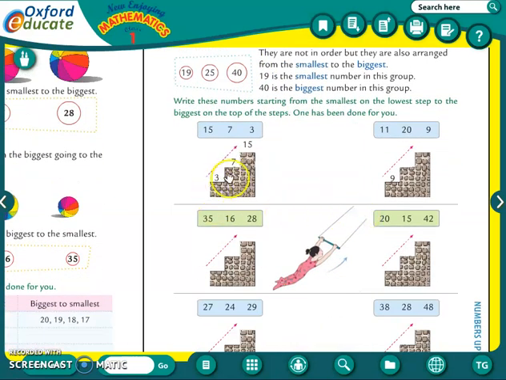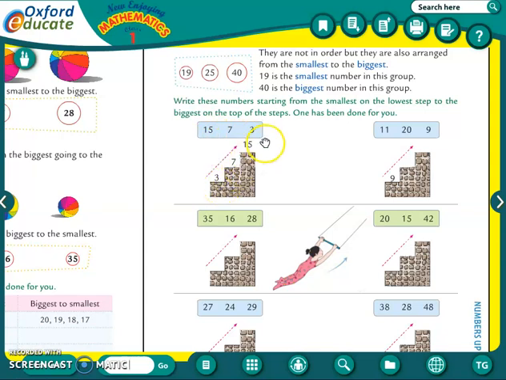We have to climb the stairs. Climb up the stairs. How is it? See, three numbers are given. For example, 15, 7 and 3. Which is the smallest number that will come in this stair? जो सबसे छोटा नंबर होगा वो सबसे नीचे वाली सीढ़ी पे आएगा. सबसे छोटा नंबर कौन सा है इन तीनों में से? 3. So we will write 3 over here.